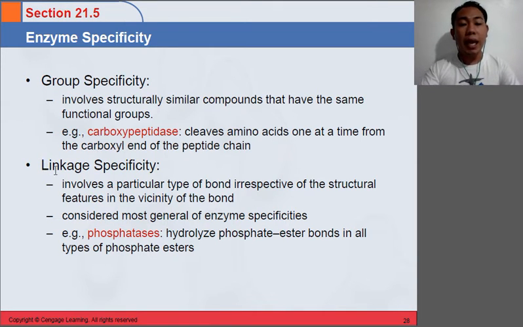Another, we have the linkage specificity. Linkage involves a particular type of bond irrespective of the structural features in the vicinity of the bond. Considered the most general of enzyme specificity, for example, we have the phosphatases. It hydrolyzes phosphate ester bonds in all types of phosphate esters.